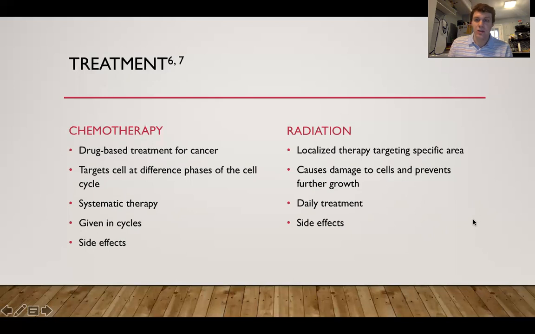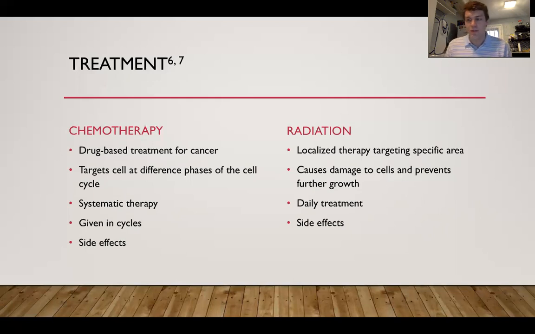Radiation is a localized therapy targeting a specific area. It causes damage to cells and prevents further growth. That's more of a daily treatment. Chemotherapy is given like once, it's weekly, bi-weekly, once every 3 weeks, 6 weeks, whereas radiation is like every day for 3 to 6 weeks, something like that.